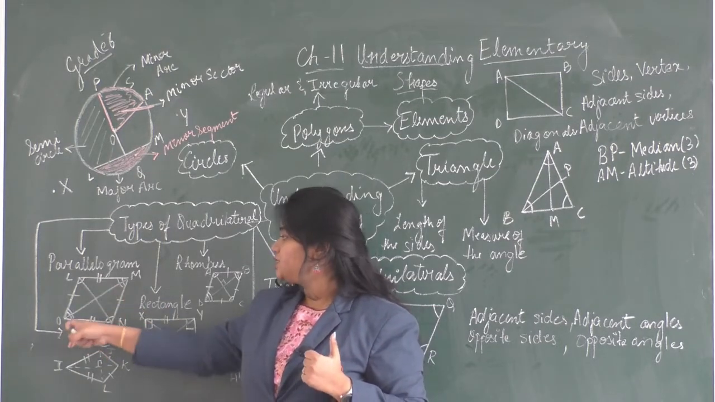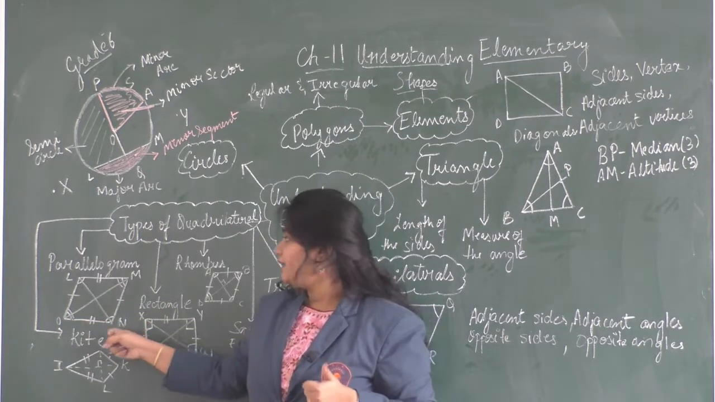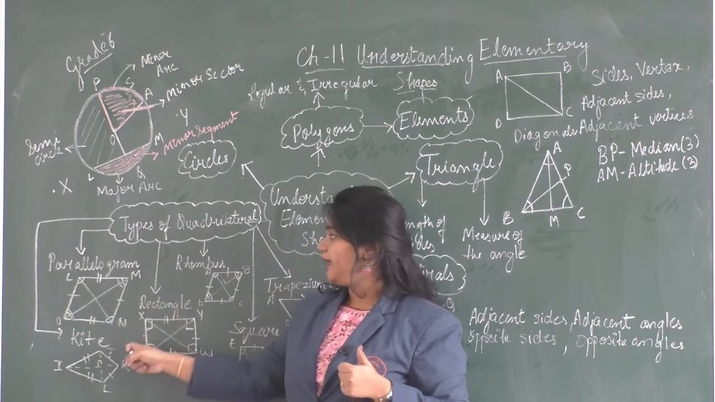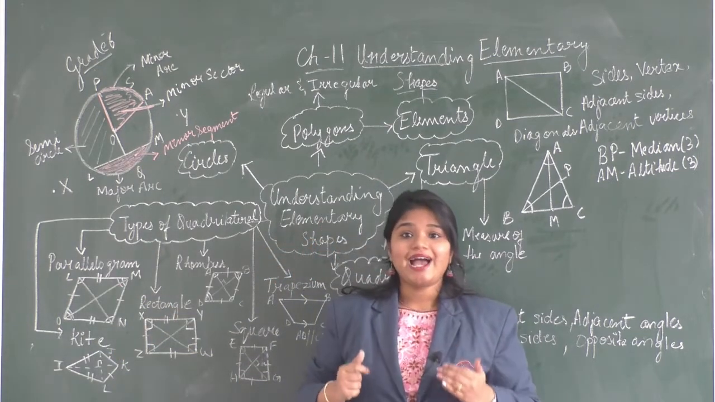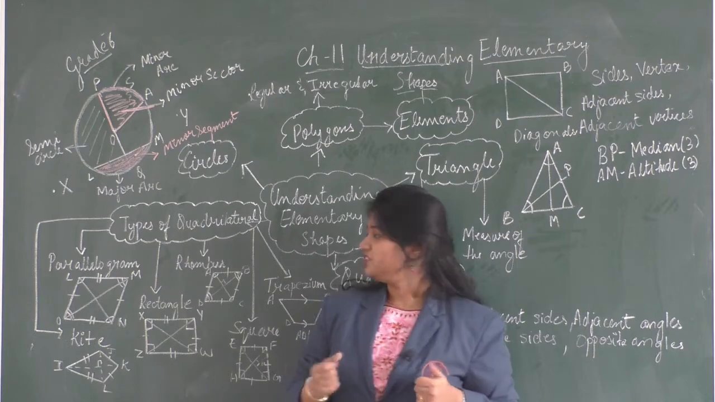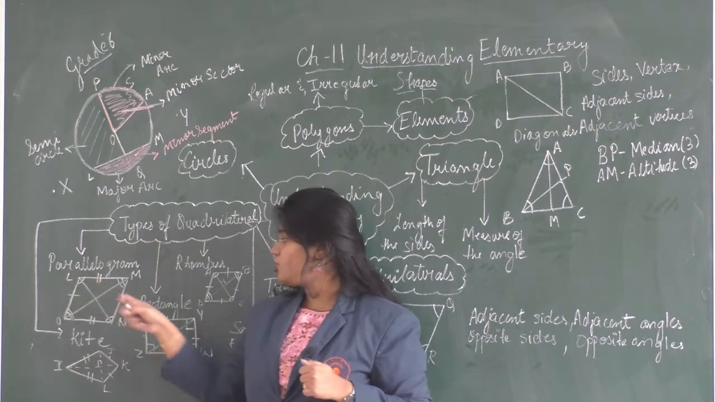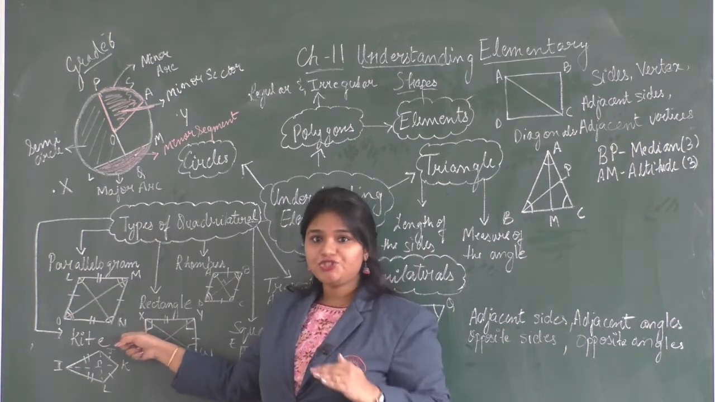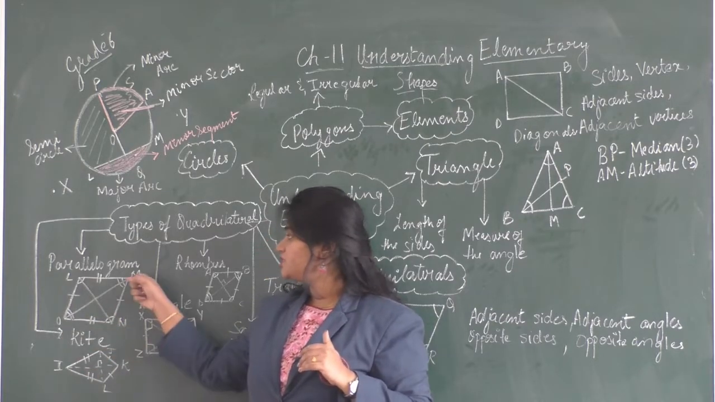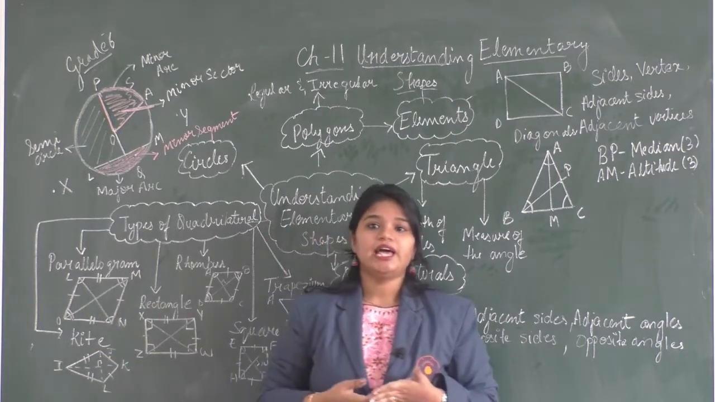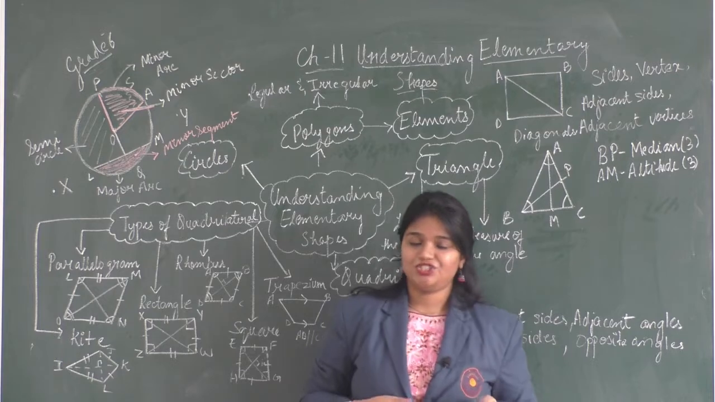So here LM is equal to ON and LO is equal to MN. The opposite angles of a parallelogram are equal. So here angle L is opposite to angle N, so these two are equal, and angle O is opposite to angle M. The diagonals of a parallelogram bisect each other.